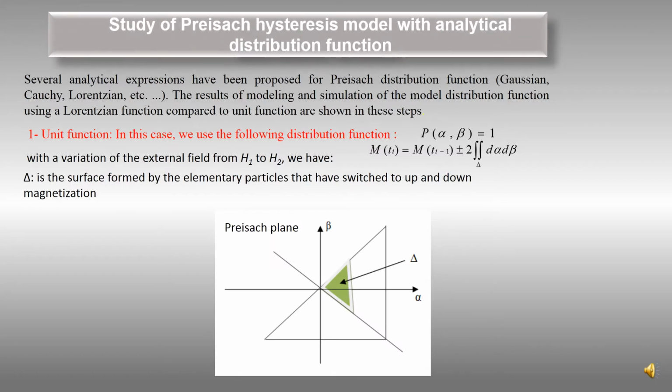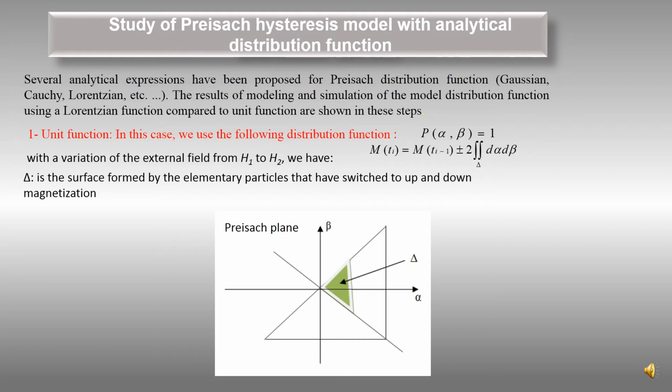Now we are going to study the Preisach hysteresis model with analytical distribution function. You know that several analytical expressions have been proposed for the Preisach distribution function, like Gauss, Cauchy, Lorentz. The results of modeling and simulation of a model distribution function using a Lorentzian function compared to the unit function are shown in these steps. We begin with the unit function.